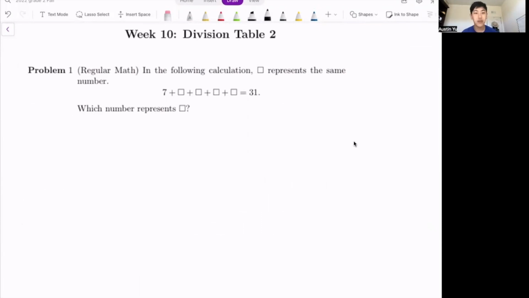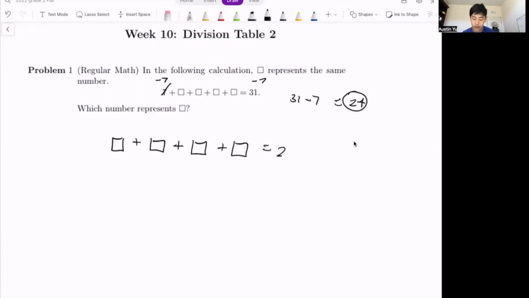Alright, so first we have to eliminate everything that is not a part of the squares, which in this case is 7. So we subtract 7 from both sides, so 7 disappears, and 31 minus 7 gives us 24. Then square plus square plus square plus square equals 24. 24 divided by 4 squares, since there's 4 of them, equals 6. So the value of a square is 6.